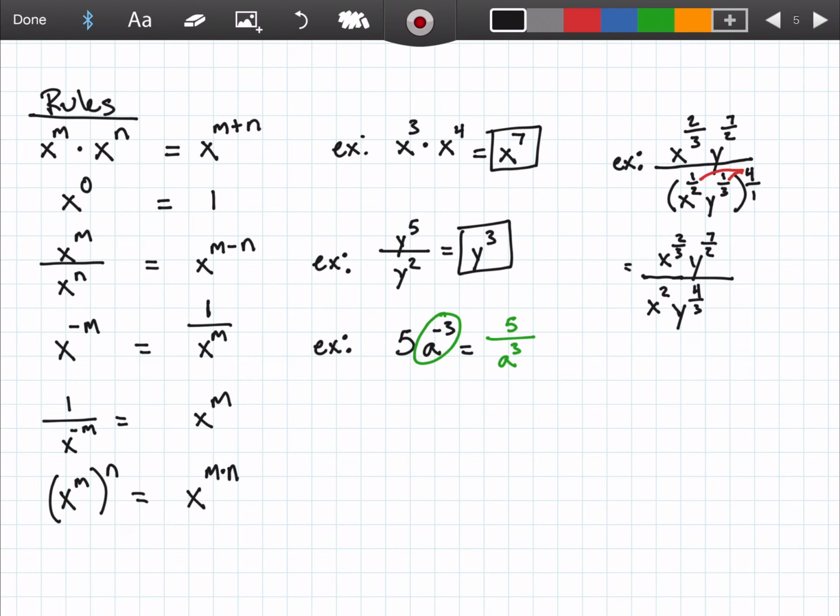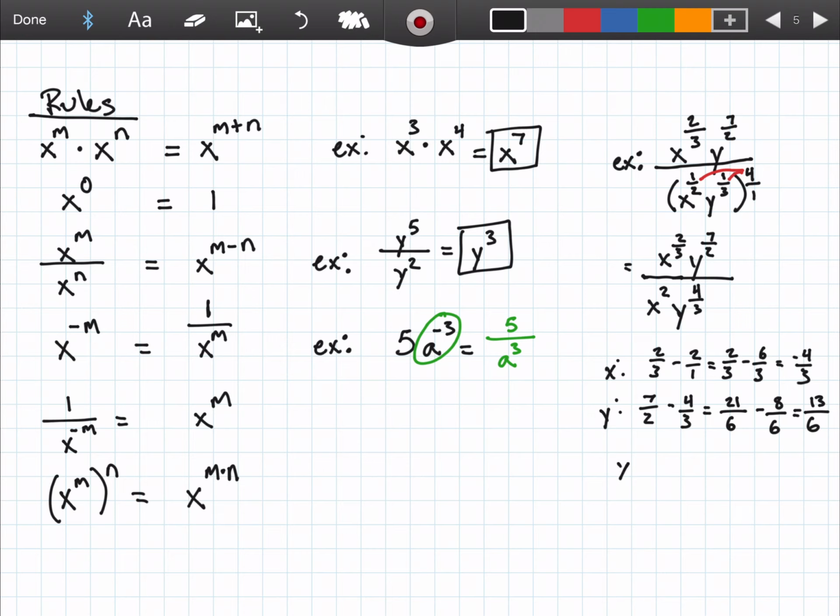And now we can just subtract from what's going on here. So I'm going to start with x's. 2/3 minus 2. I'm going to common denominator that thing. So I get negative 4/3 for x. Y to the 7/2 minus 4/3. Common denominator this. And 21 minus 8 is 13.